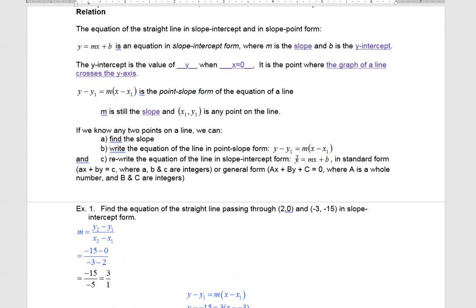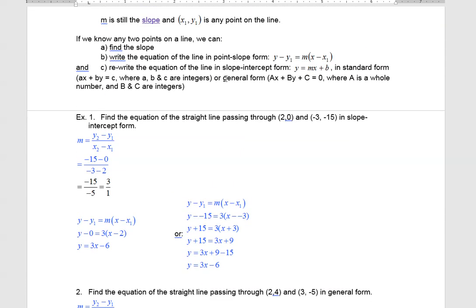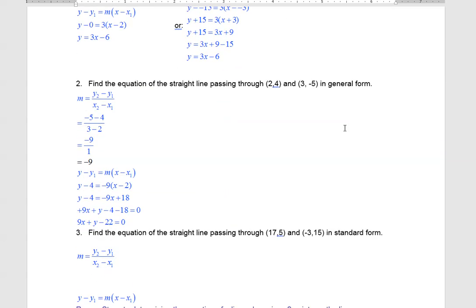I said standard, but we're looking for general form. Our general form, everything's on one side, A is a whole number, B and C are integers, so that works. A is 9, B is 1, C is minus 22. I often get asked, what do A, B, and C mean? All on their own, they don't really mean anything, but there are many applications where they might mean something for that particular application. There are things that allow us to get to where we need to go.